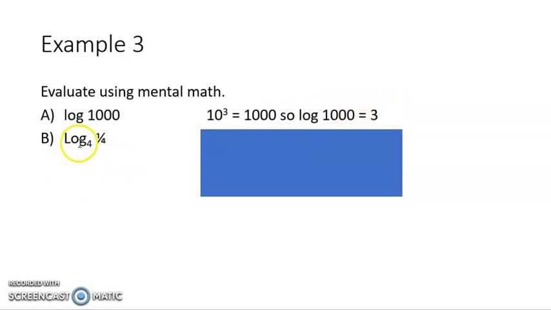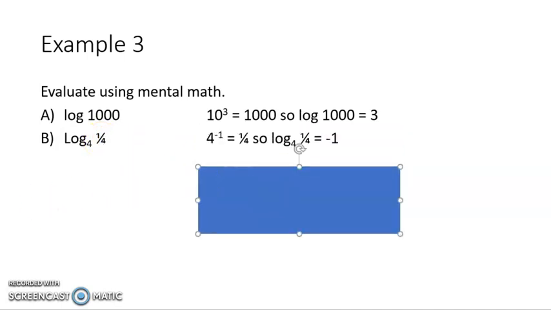Now looking at this one, log base 4 of 1/4. So I say 4 to what power is 1/4? And that's going to be a negative 1 power. So because it's a negative 1, log base 4 of 1/4 is negative 1. Okay, so just think through these carefully. Think about what's going to happen. Notice this 1/4 had a 4 in the denominator, so that's why we knew it was a negative exponent here.